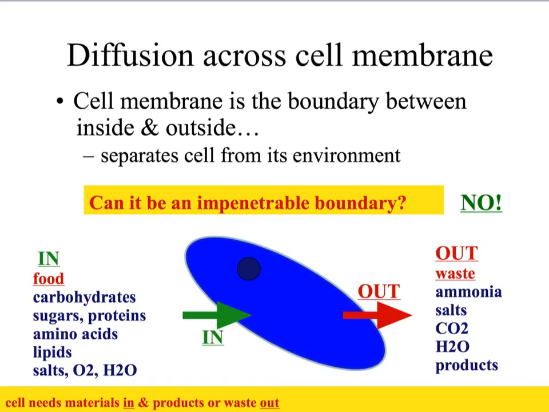So we know that the cell membrane is a boundary between the inside and the outside of the cell. It separates the cell from its environment, or the extracellular fluid. It cannot be impenetrable, meaning things have to be able to get in and out of it. Some of the materials that need to get in are food, carbohydrates, sugars, proteins, amino acids, lipids, salts, oxygen, water. No need for you to write those down, but you should be familiar with those. And other things that need to get out would be waste that's produced, ammonia, salts, carbon dioxide, water, and the products that the cell makes. And so the cell must be able to allow nutrients and other products in, and allow for things to go out. So it cannot be impenetrable.